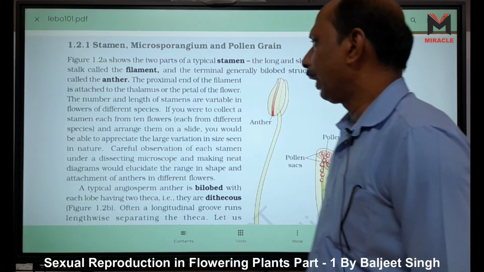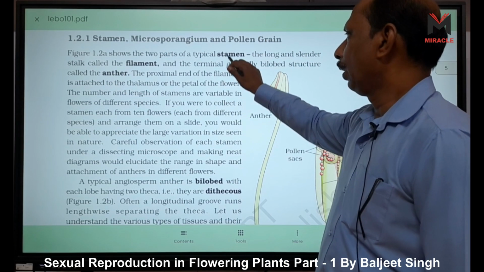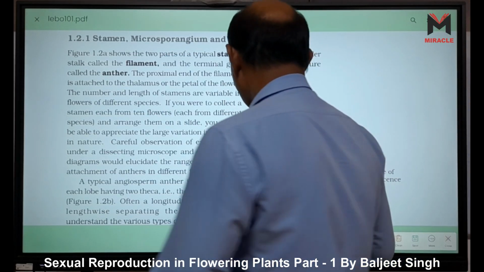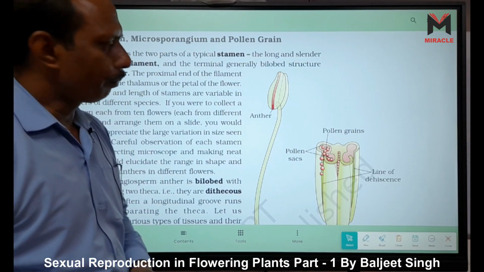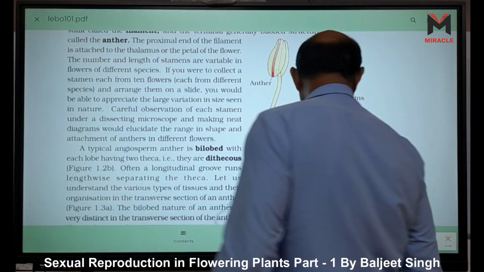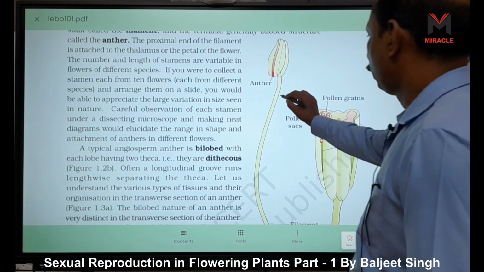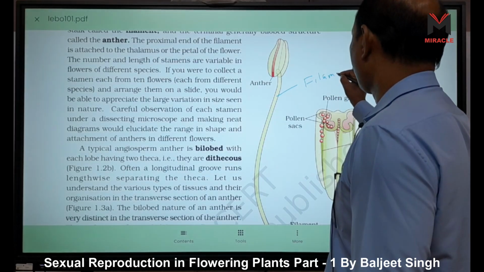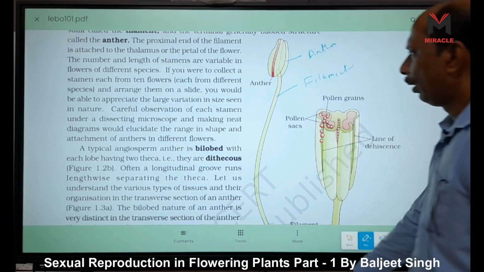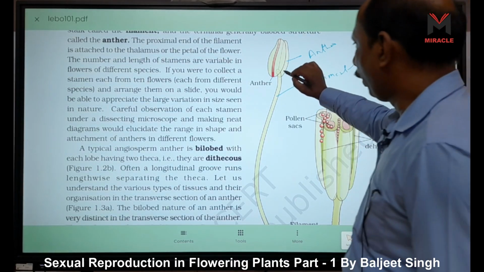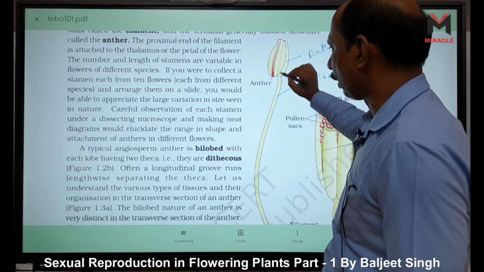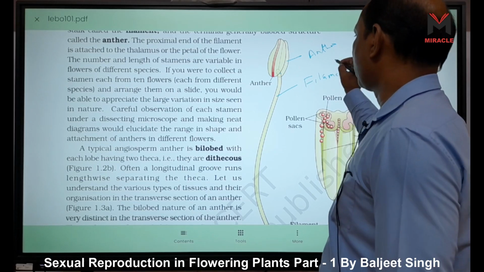Figure 1.2a shows the two parts of a typical stamen. Each stamen consists of two parts. One is our filament and another one is our anther. This is filament and this one is anther, right? Look, one thing is there. When you see this one, this filament is attached at the base of this anther, right? This one is called basifixed.